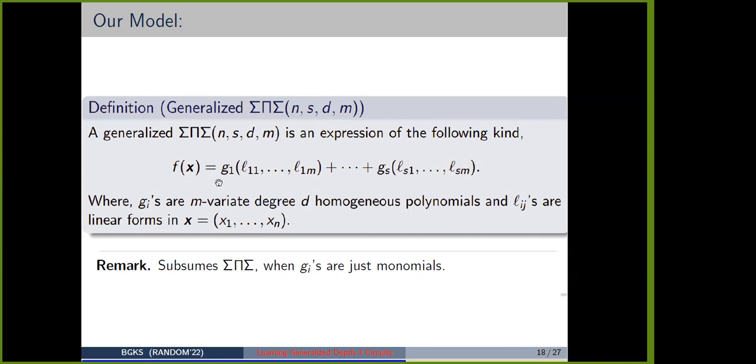So the parameters involved here are S, which is the number of summands, Gi, which is an m variable polynomial of homogeneous degree d, and Li's are linear forms in n variables. So that will represent a generalized depth 3 circuit. Note that this subsumes the depth 3 circuit when Gi's are just monomials. A technical side note: we should really call them homogeneous generalized depth 3 circuits, because we are looking at Gi's being homogeneous and Li's being homogeneous, but we will just refer to them as generalized here for simplicity.